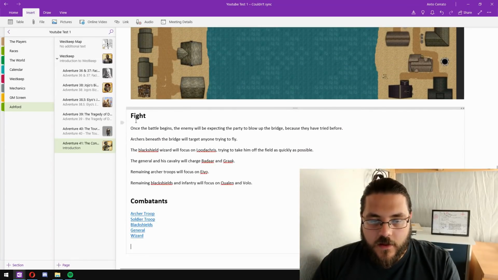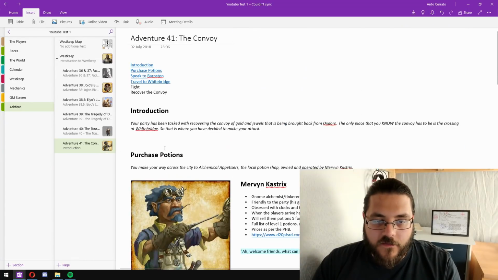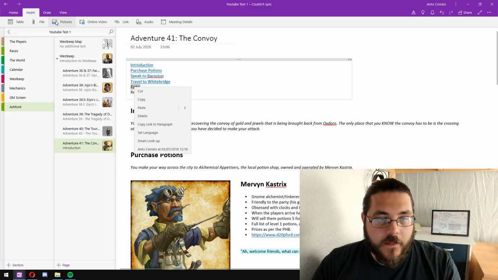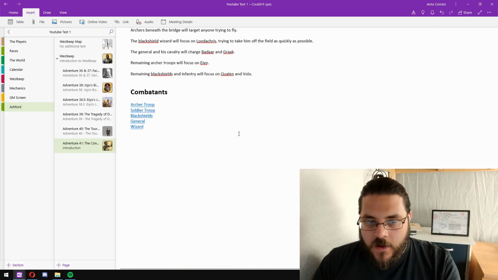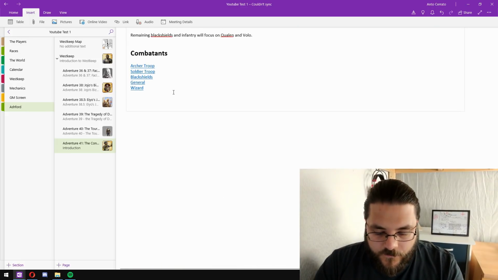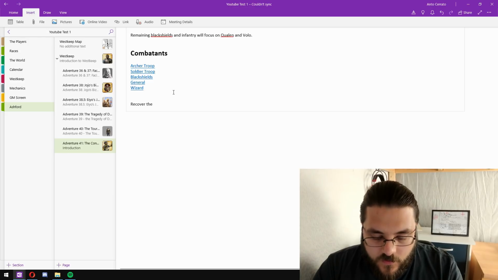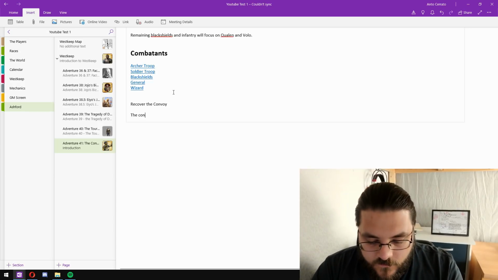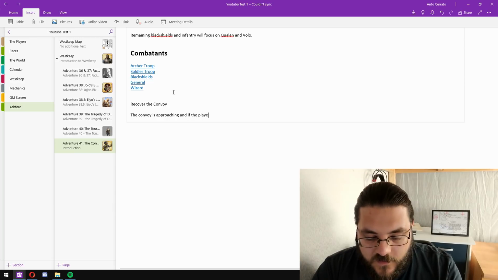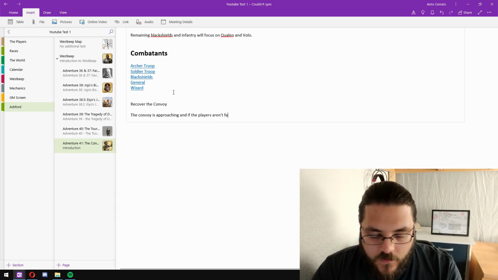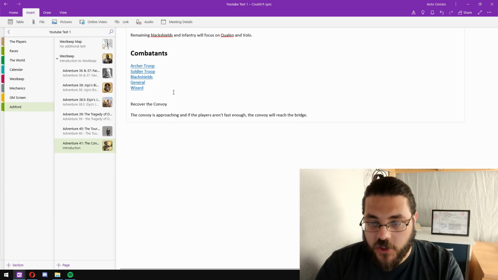So we will copy the link to the fight paragraph and paste that in there into our contents. And then finally, recover the convoy. And the convoy is approaching, and if the players aren't fast enough, the convoy will reach the bridge.